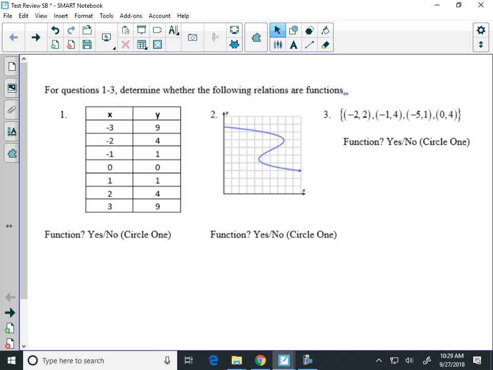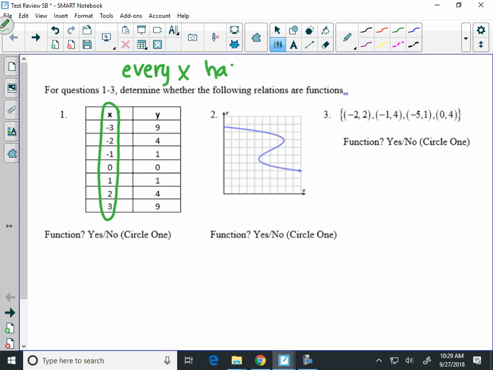Number 1, 2, and 3 wants you to decide whether or not these graphs or ordered pairs or tables represent a function. So to start, when you have a table, you need to decide whether it's a function by looking at the x values. You want to see if any of these x values repeat themselves, because remember, the definition of a function says every x has only one y value. So we want to see if any of the x's repeat so we can determine if there's more than one y value for that x.